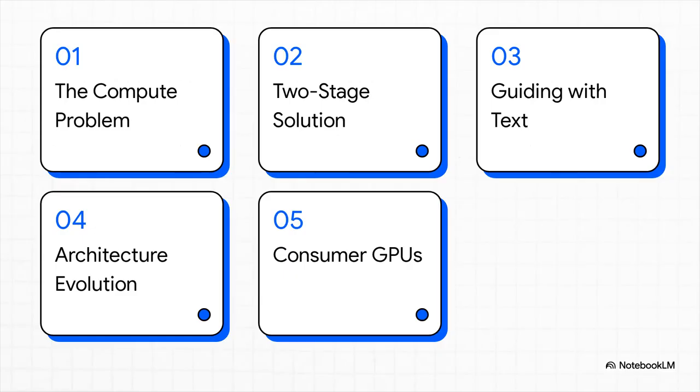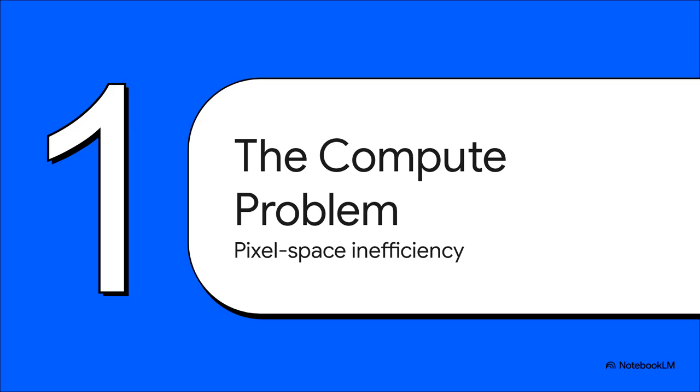So how did the industry actually solve this? Here is our roadmap for today. We'll start with the compute problem, uncover the two-stage solution that totally changed the game, see how text guides the process, track the architecture's evolution up to 2024, and finally, look at how we can run these massive models on everyday consumer GPUs.